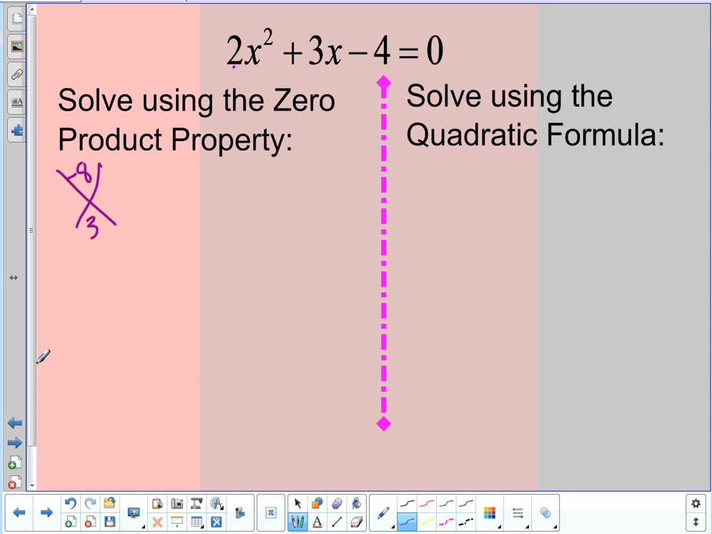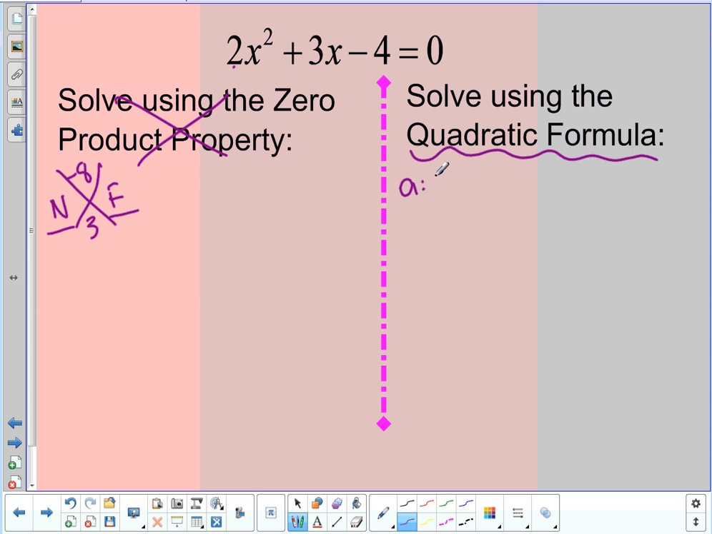Now, if you think of all the things that multiply to negative 8, you've got 2 and 4, you've got 1 and 8. One would have to be negative because I need a negative 8. None of those scenarios gives me 3. So this one ends up being not factorable. Okay, so I can't use the zero product property here. Bummer, because zero product property is a little bit nicer to use. But that doesn't mean there's no solution. That just means not factorable. So I still need to see if there's a solution when I use the quadratic formula.